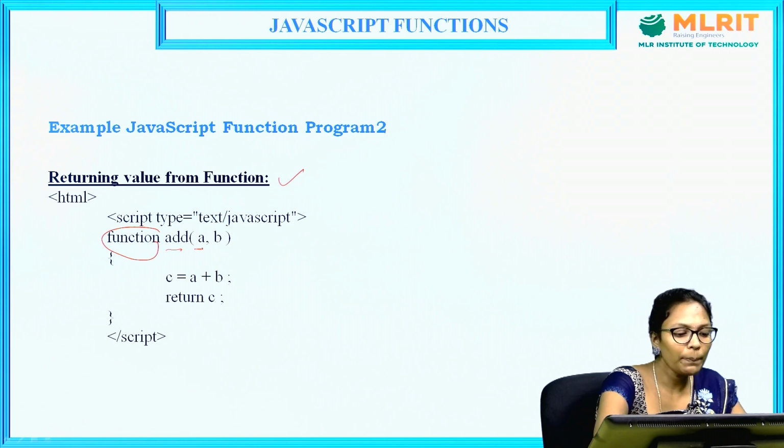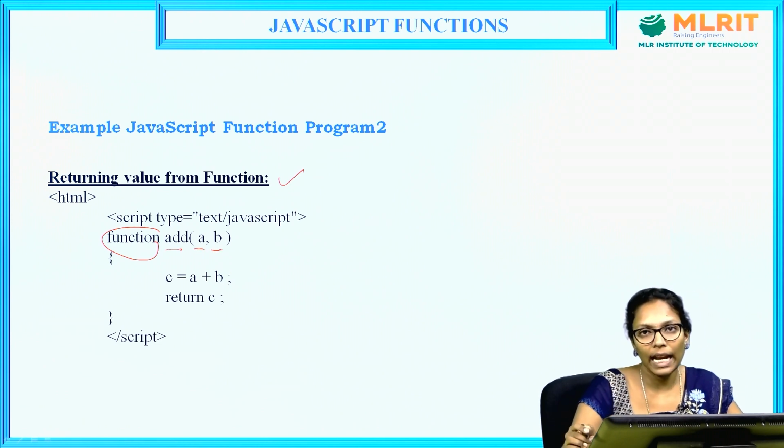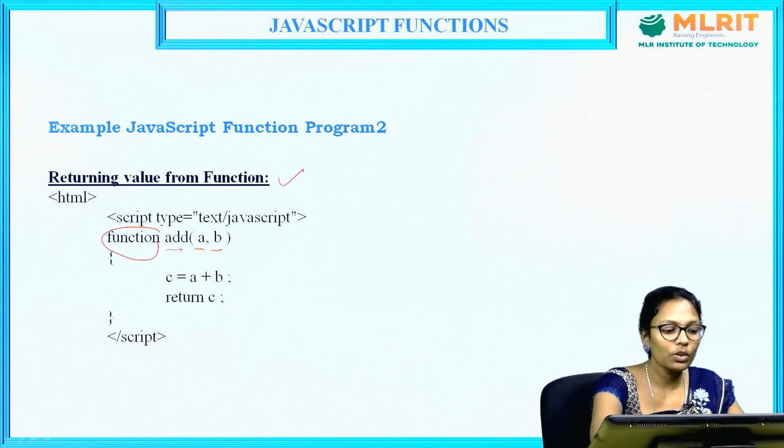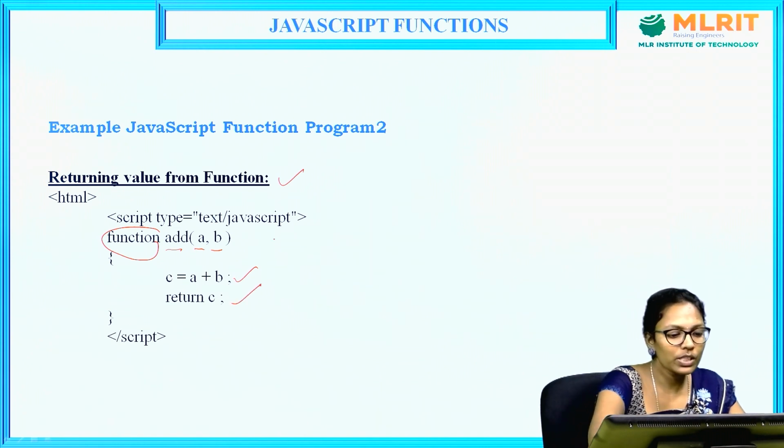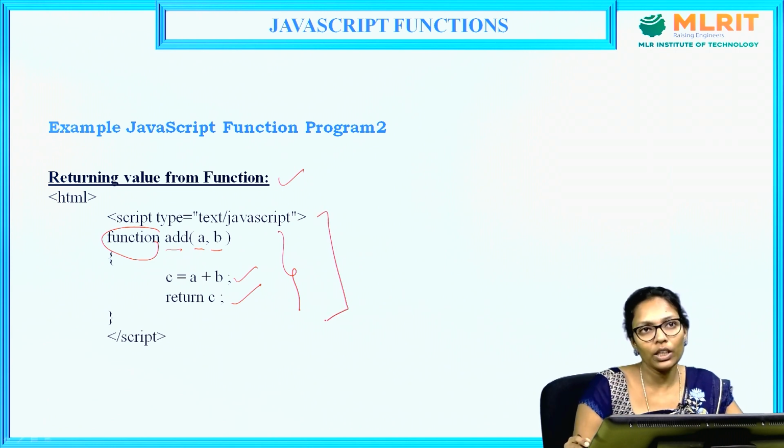Here we are passing 2 parameters, A and B. We know in JavaScript, we don't indicate the data type for the variables. Here also you're not specifying the data type for A and B. So now what I'm doing, C is equal to A plus B. C is a local variable you're creating, but of course here declaration is not mandatory. Then you're returning this C value. So this is the function code you're writing, within the script tag.